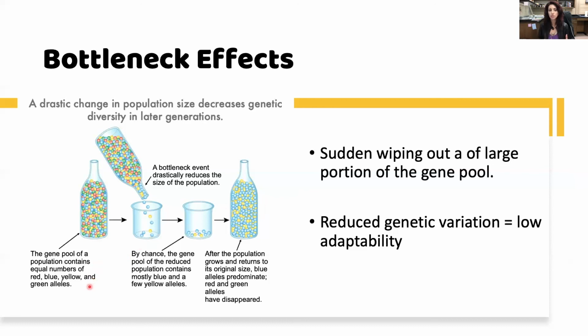This reduced genetic variation results in low adaptability. It means that the population may not be able to adapt to new selective pressures like climate shifts or a shift in available resources, because the genetic variation that selection would act on has drifted out of the population. We no longer have the genetic variation in our gene pool to allow for adaptation and natural selection.